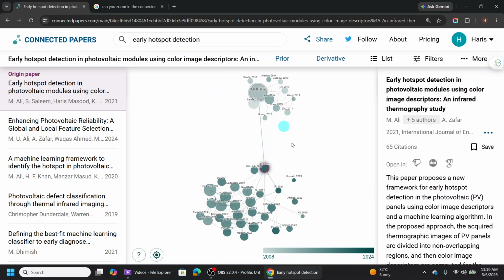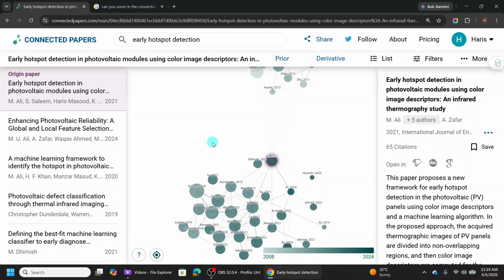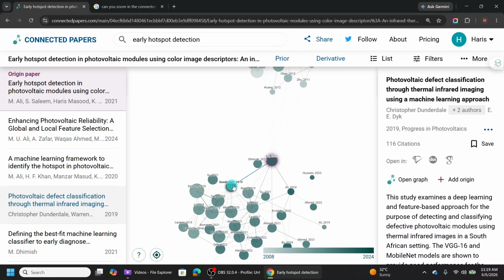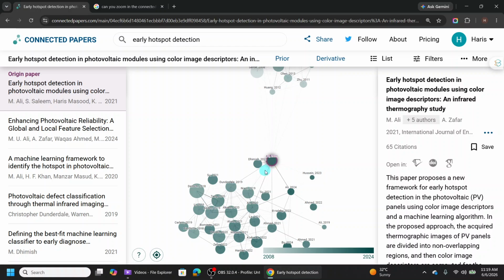Now, what does this graph mean? Let's zoom in a bit. As you can see, there are a couple of nodes and a couple of connecting lines that are connecting the base paper with the other papers. You can easily locate your base paper, which is marked as the darkest circle, and there is a purple contour around it. So that is my base paper, Ali 2021.